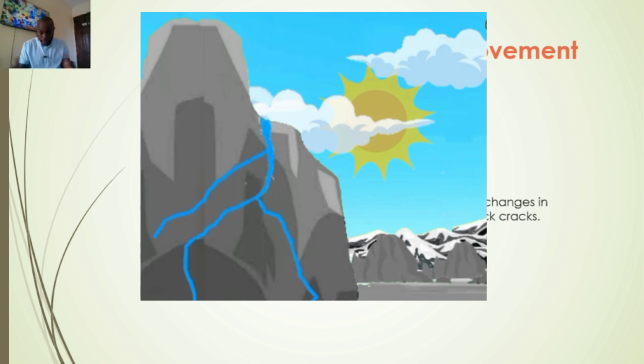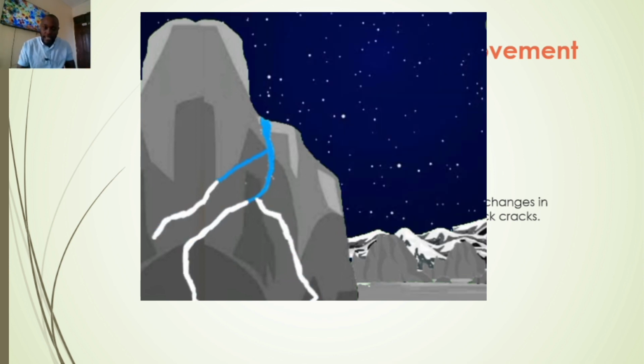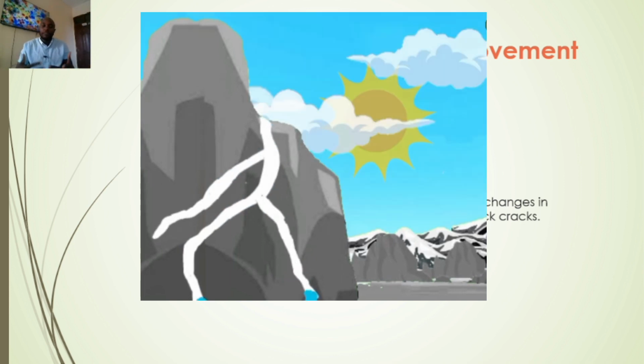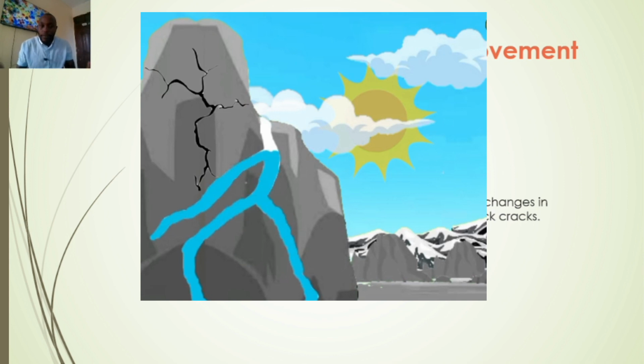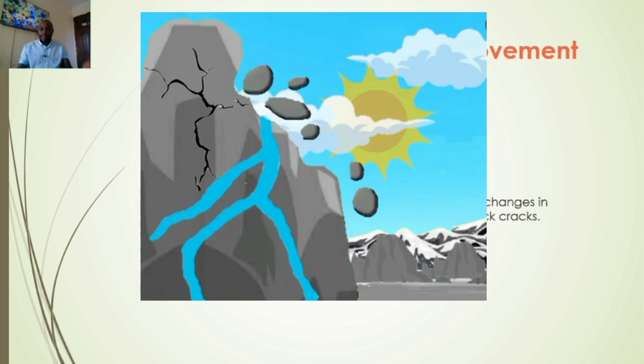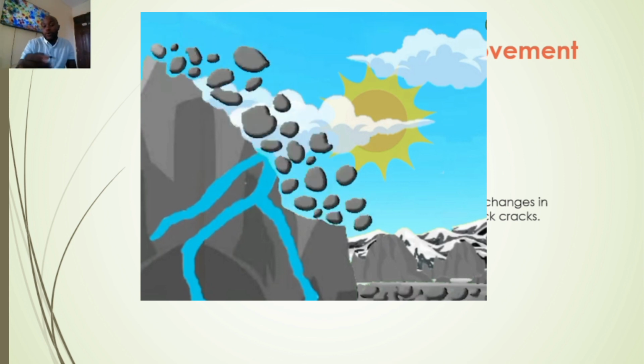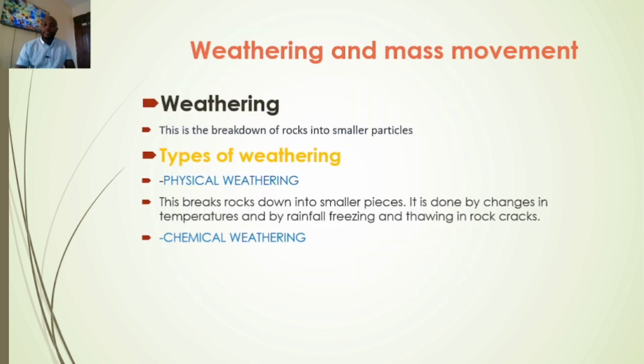When I talk about thawing, it's like expansion, and then freezing. Not really thawing, it's the temperature changing to high, kind of melting. Okay, melting and then freezing, melting, freezing, like that. That's physical weathering. Okay, then we have chemical weathering.